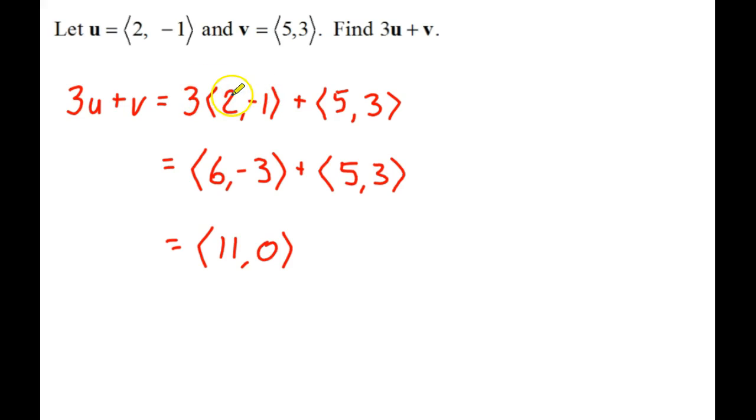So if we distribute the 3 through, we would get in component form for the vector 3u, 6 comma negative 3. Now we're going to add to that 5 comma 3, which represents vector v. If we're just adding two vectors together, we just have to add corresponding components. So we're taking 6 plus 5 to get 11, and then negative 3 plus 3 to get 0. So this is the component form that represents vector 3u plus v.